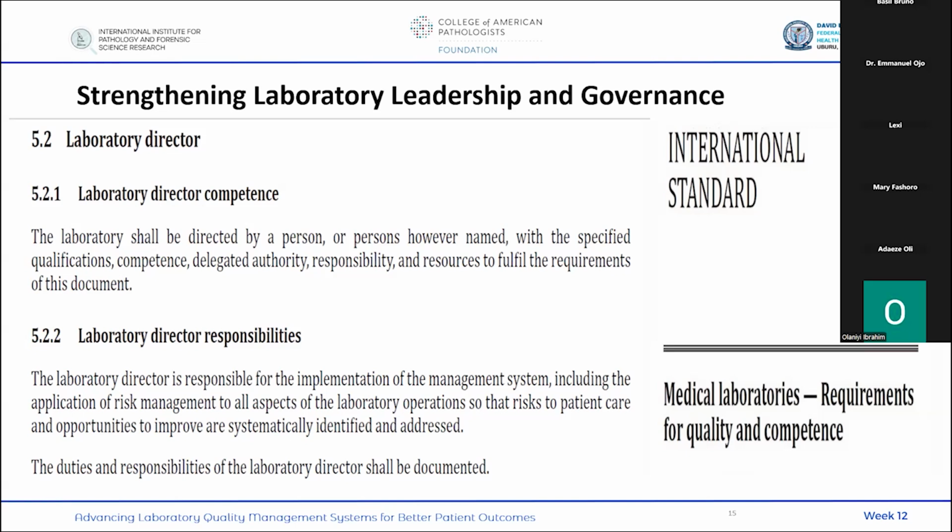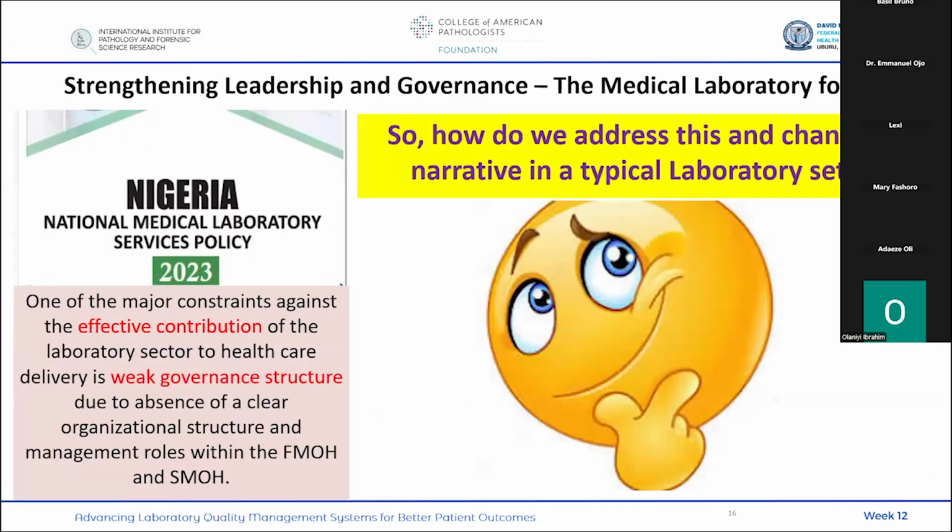But what is so critical, and I'm going to explain that in the other slide, is that the lab shall be directed by a person or persons, however named, with the specified qualifications, the specified competence, delegated authority. So it comes from the NLD to say, this is the qualification, this is the competence of somebody that should be the lab director or lab manager, as the case may be. And then it also says that whoever is there must have the authority that is documented, delegated authority.